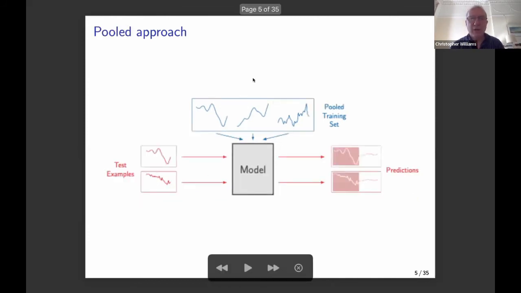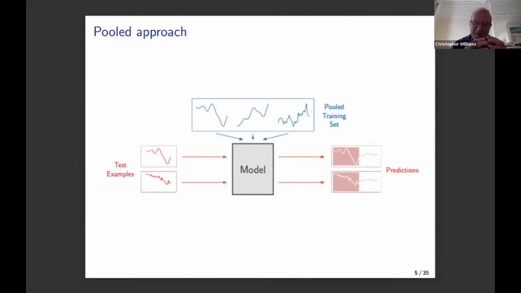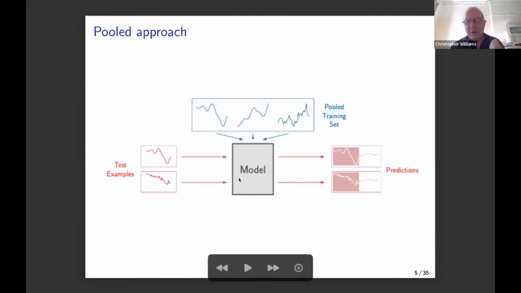And in contrast, the pooled approach, basically you take all your training set, you build a model, and then you test on some examples and make predictions, but there isn't an explicit identification of this kind of point in the model manifold that we're considering.